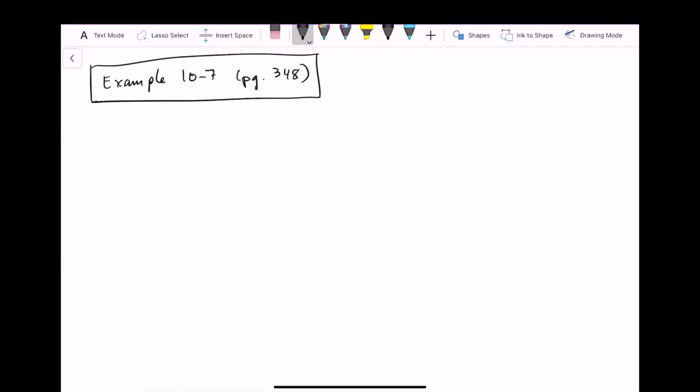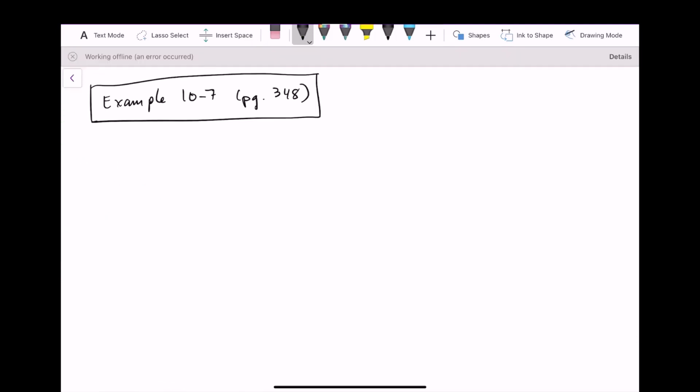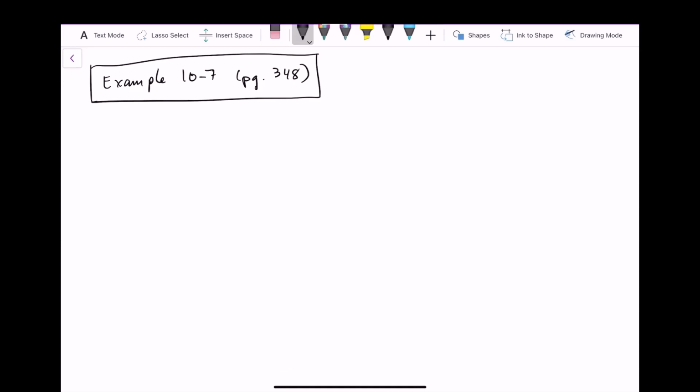Okay, in this problem, it states that a projectile is fired at an angle of 20 degrees from the horizontal with a velocity of 100 feet per second. If it lands 2.12 seconds later in the same elevation, how far did it travel horizontally? So let's draw that out.